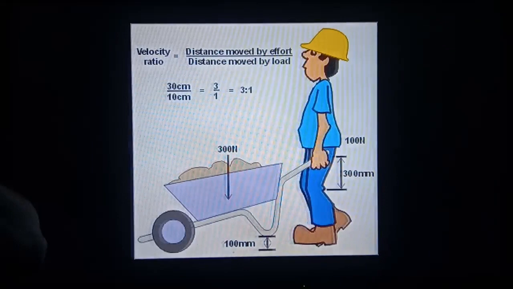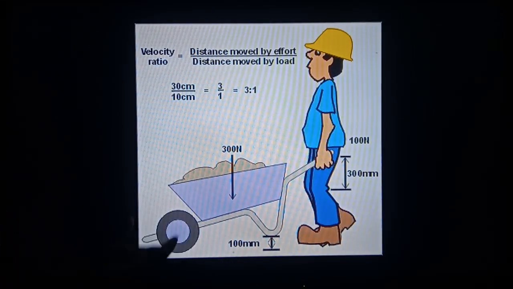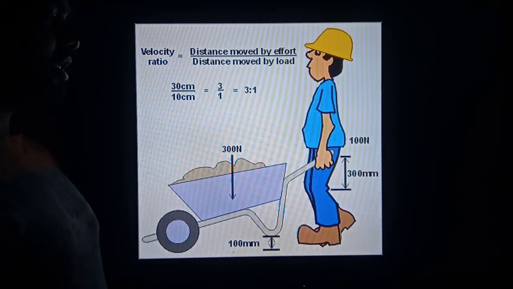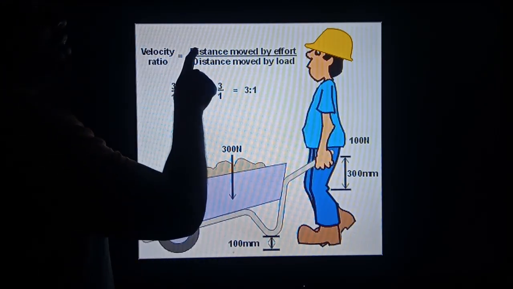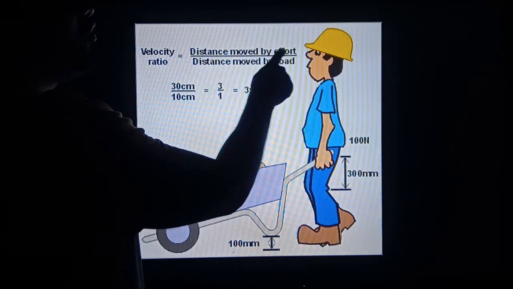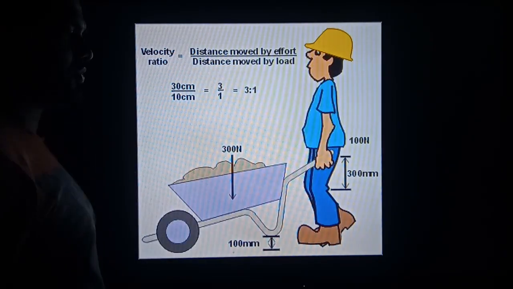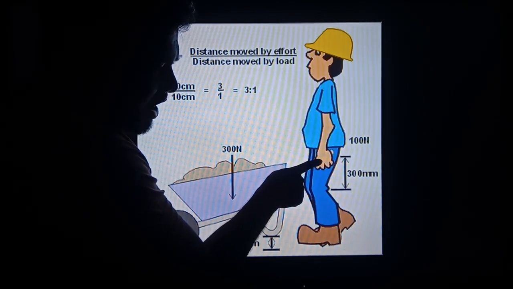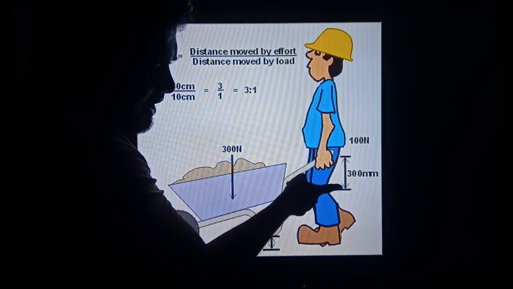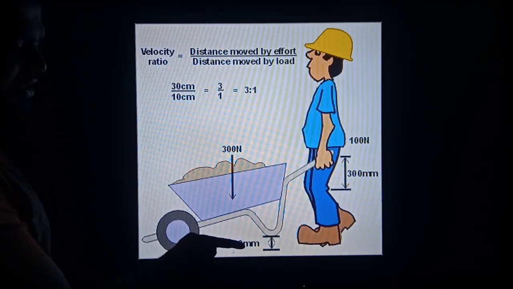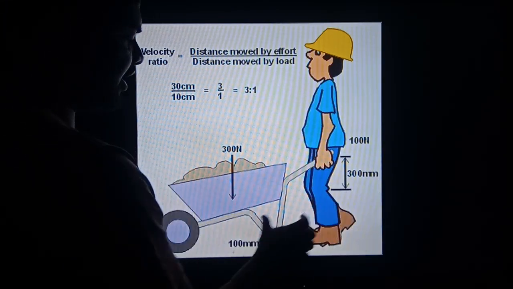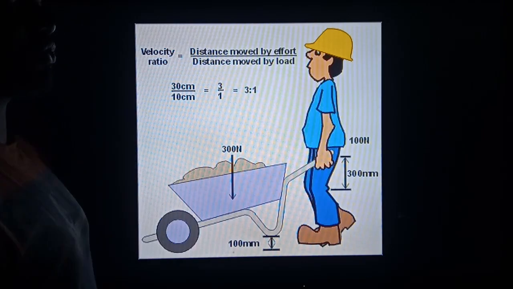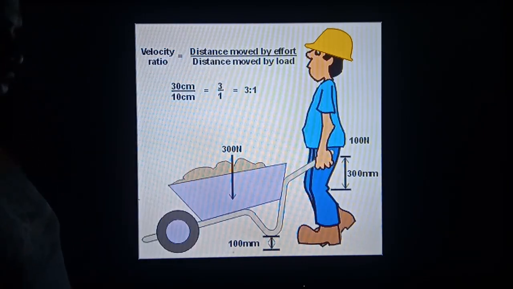Now velocity ratio. This is another term. What is the velocity ratio? The distance traveled by effort to the distance traveled by load is known as velocity ratio. For the person applying effort, the distance traveled by effort is 300 mm, and the distance traveled by load is 100 mm. So that is 300 upon 100, that is 3:1. This is the definition of velocity ratio.